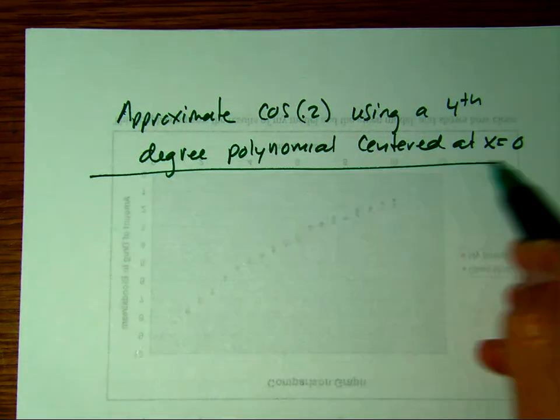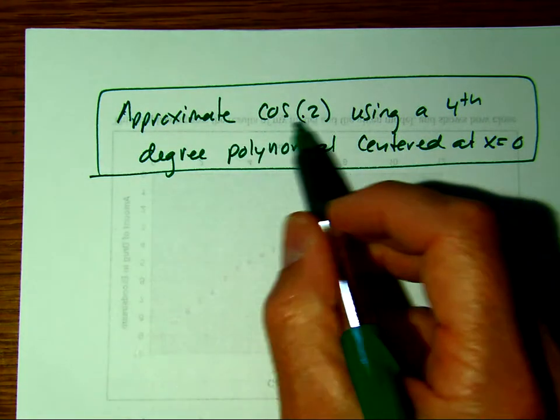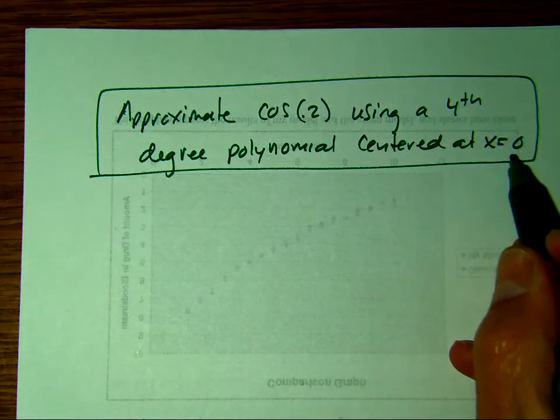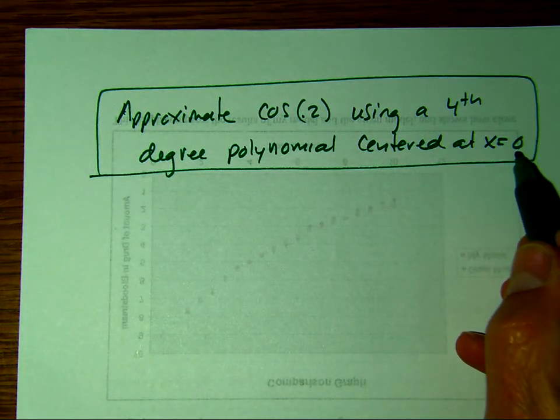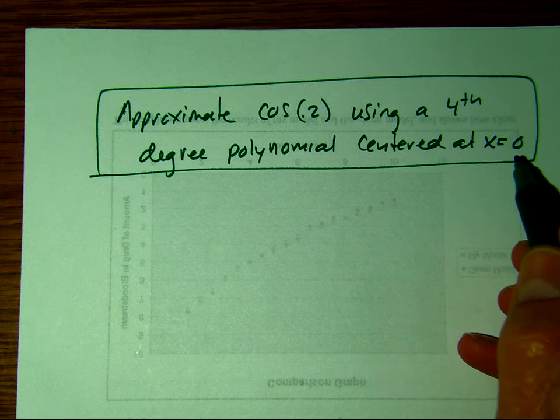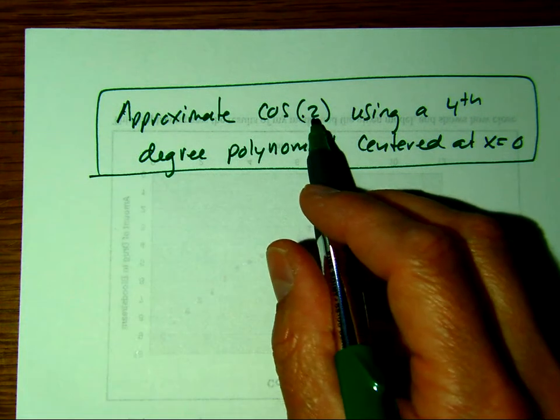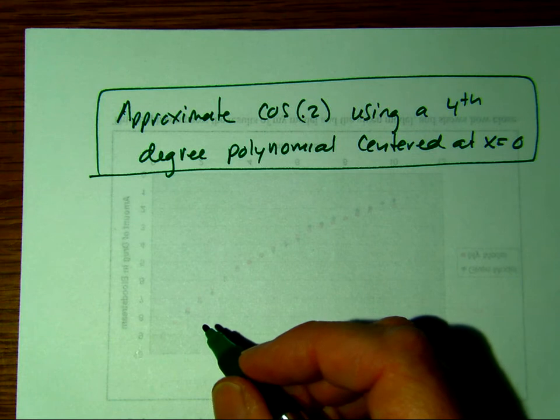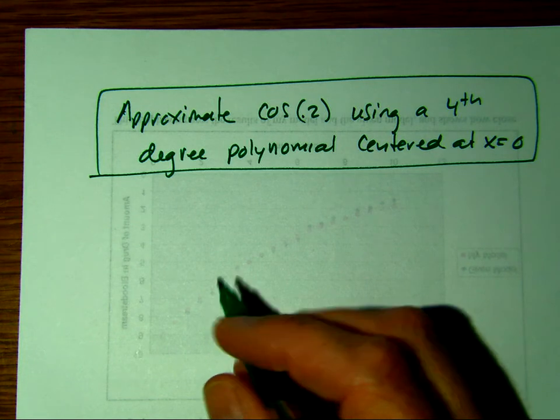Alright, so if we're trying to evaluate cosine at 0.2, 0.2 is close to 0. That's why we would want to center the polynomial at 0. We want to be as close to this number as we can to get an accurate approximation. Pause the video and try this one.